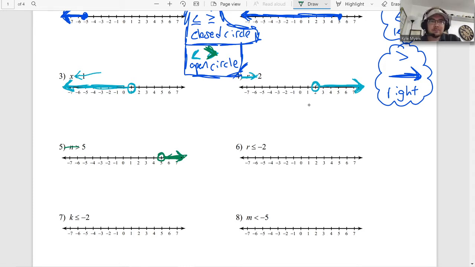Next. -2. Open circle or closed circle? Well, looks like it's this one. That's a closed circle because it has the or equal to part. Okay, so closed circle at -2. That was step 1 and step 2. Step 1, the number. Step 2, whether to put a closed or open circle at the number. And then step 3, do we go left or right? And it looks like we go left. So we go left. And there we go.